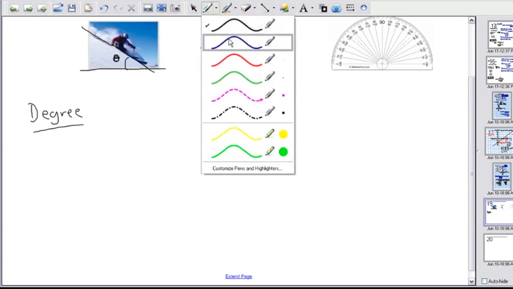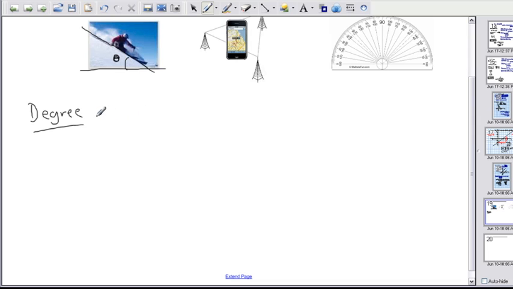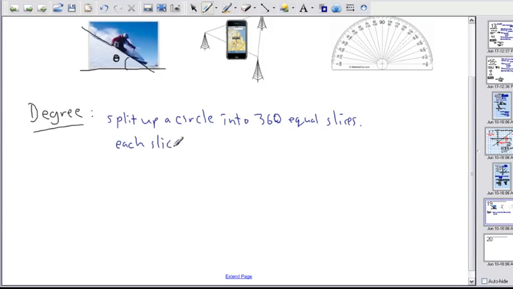I'm just going to explain quickly what we're doing here. If it's a degree, just imagine we're splitting up a circle into 360. Whoops, I shouldn't say degrees here. I should say 360 equal slices. If you can imagine a piece of pizza, where you're trying to slice it up, well, imagine you want it in 360 equal pieces. So each slice equals 1 degree. That's really how it works.